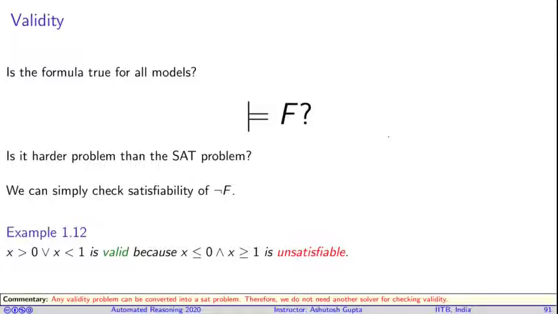For example, if you want to check the validity of this formula, which you have seen in the past, you take its negation, which looks like this now. All the strict inequalities become non-strict, and disjunction becomes conjunction. And now you can check the unsatisfiability of this formula.